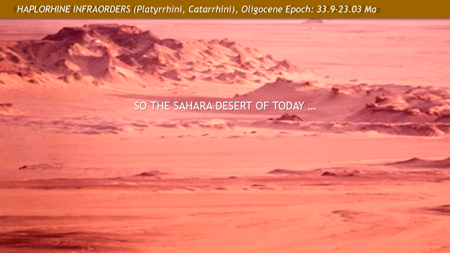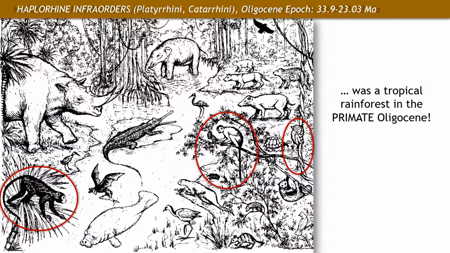So we have tropical plants and tropical animals, and what this tells us is that the Sahara Desert of today was a tropical rainforest in the primate Oligocene, supporting little primates, as well as crocodilians, bats, manatees, some extinct forms of rhinoceros, early elephants, as well as hyraxes, tenrecs, possums, turtles, wading birds, you name it. It was a tropical zone.